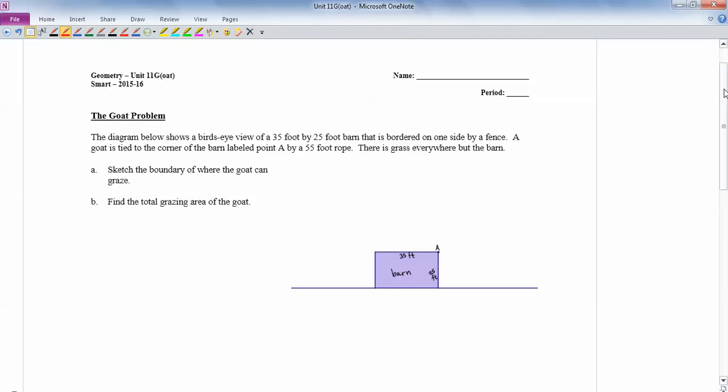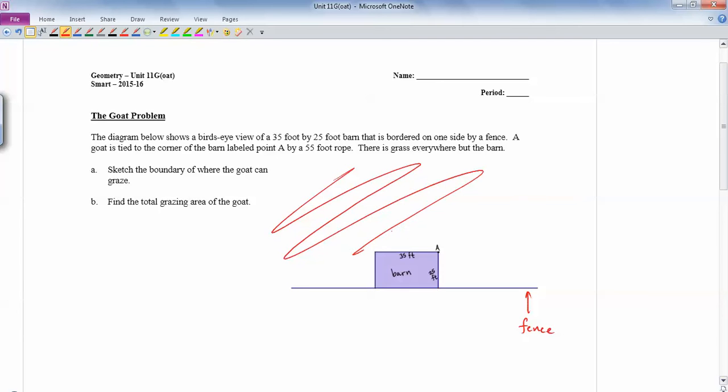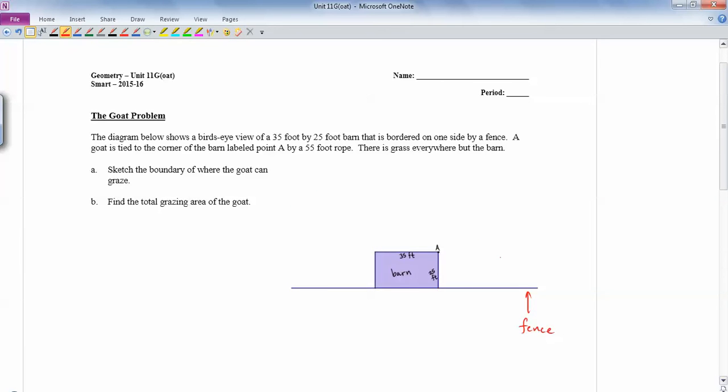So of a barn, and this blue line right here going across is a fence. And I'll label it fence just so we have it. So this thing right here is a fence. Everything out here is all grass except for the barn. And there's a goat that's tied to the corner of the barn by a 55-foot rope.